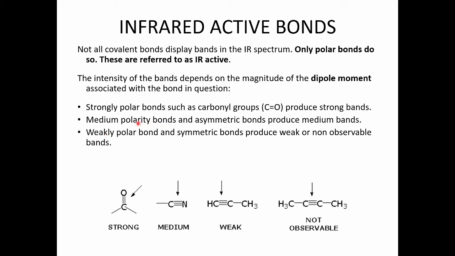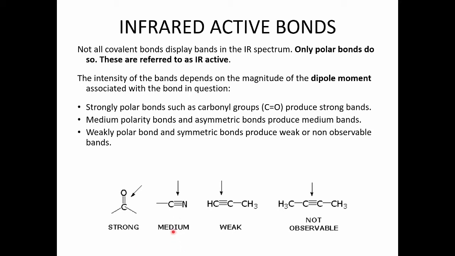So what do I mean by this? When we look at our carbonyl group, we can see there is actually a very clear dipole moment from the oxygen to the carbon, making it very easy to see. When we swap out the group to a nitrile group, the dipole moment is still existent, but it's weaker. And this causes a slightly weaker signal, or a medium signal.